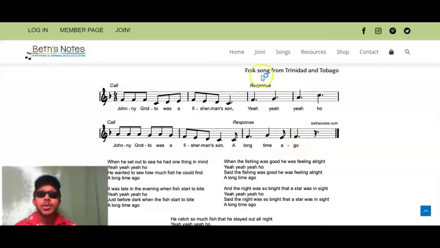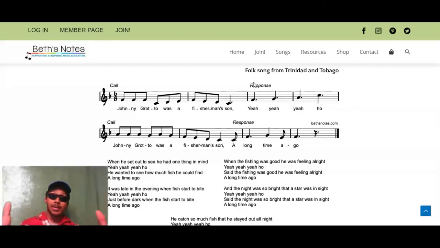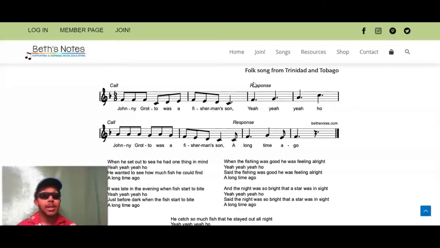Also, you'll notice that there is something here called call and response. We learned about that in our lesson on pentatonics, where that is the form of the song. One person has the call, the leader, and the other person, you guys as the group and the class, will have our response. So be sure that once we've learned the entire song, you follow along with your part and sing the response.